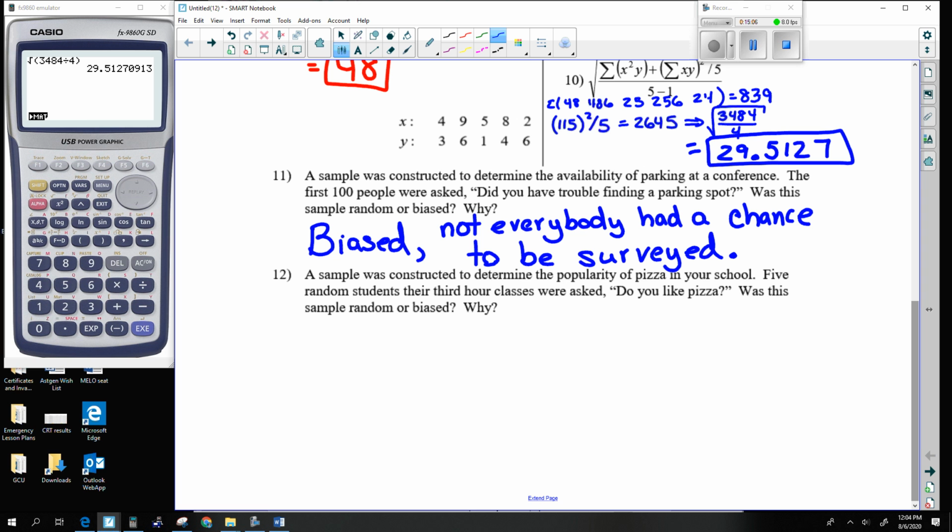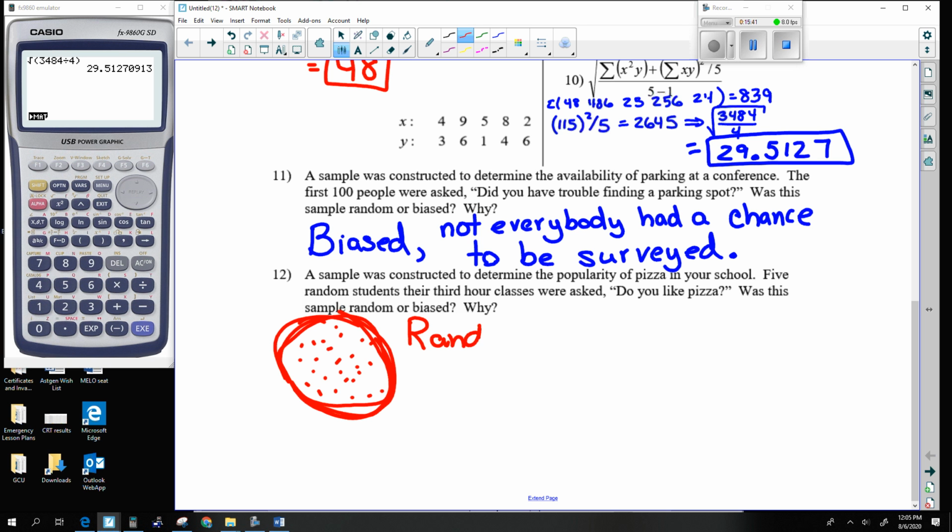A sample is constructed to determine the popularity of pizza in your school. 5 random students in the 3rd hour classes were asked, do you like pizza? Was this sample random or biased? Okay, what you need to know is everybody has a third hour class. So if you want to know about your school, who likes pizza in your school, and random people were asked in their third hour class, that means since everybody has a third hour class, you are asking a random sampling of everybody. This is absolutely random. Everybody had a chance to be asked.